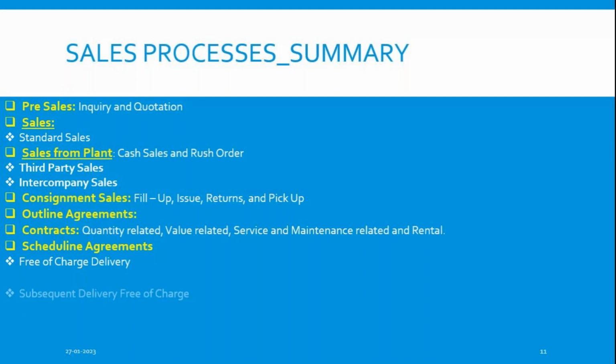Subsequent free of charge delivery is another process here, where for the goods which get damaged during a free of charge delivery, for that replacement, this process of subsequent delivery free of charge comes into the picture. Here also there is no invoice to the customer. By default it goes for a delivery block. These two processes, free of charge delivery and subsequent delivery free of charge, go for a default delivery block.